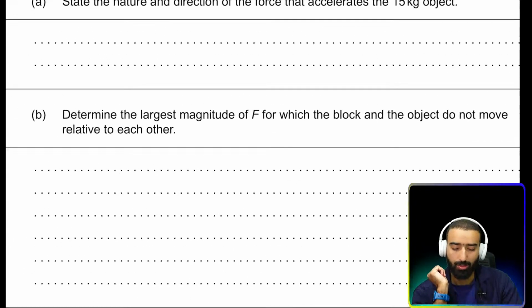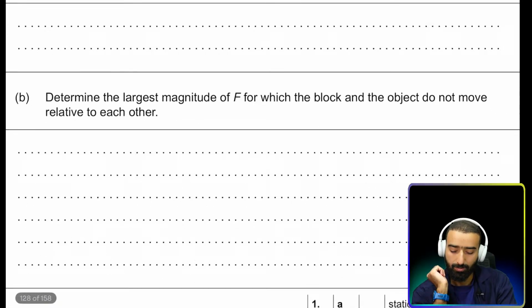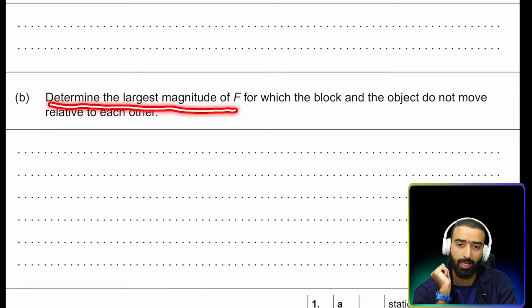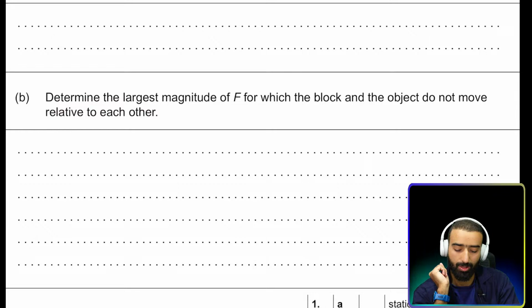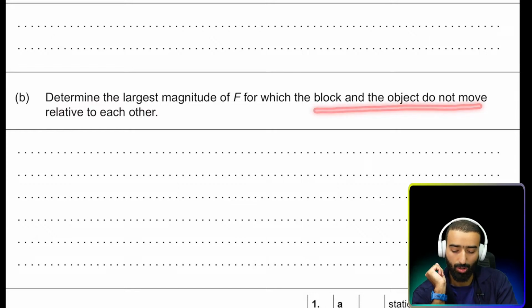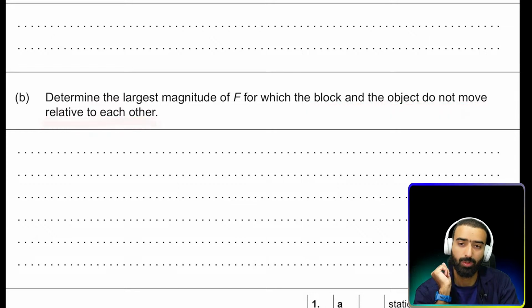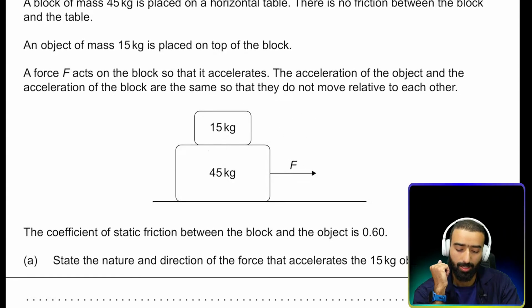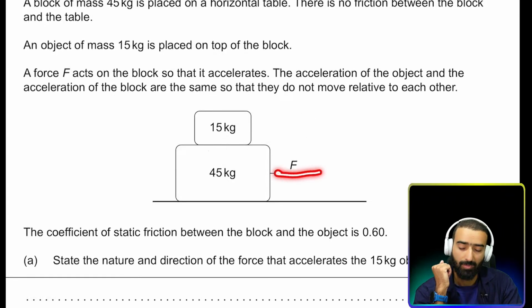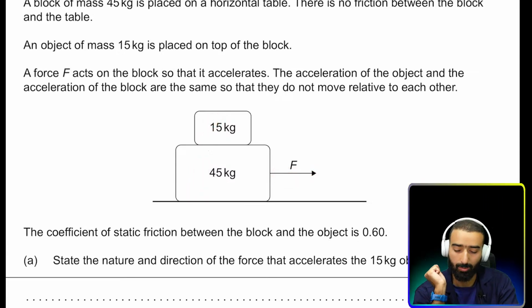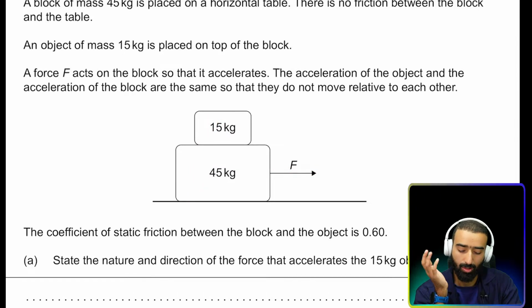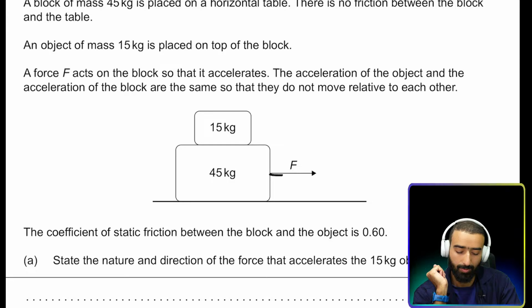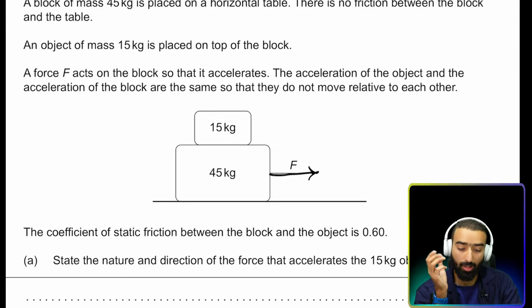Right, let's move on to the second part. Determine the largest magnitude of F for which the block and the object do not move relative to each other. So what's the maximum amount of force I can apply such that this block is going to move with the 45 kilogram object?